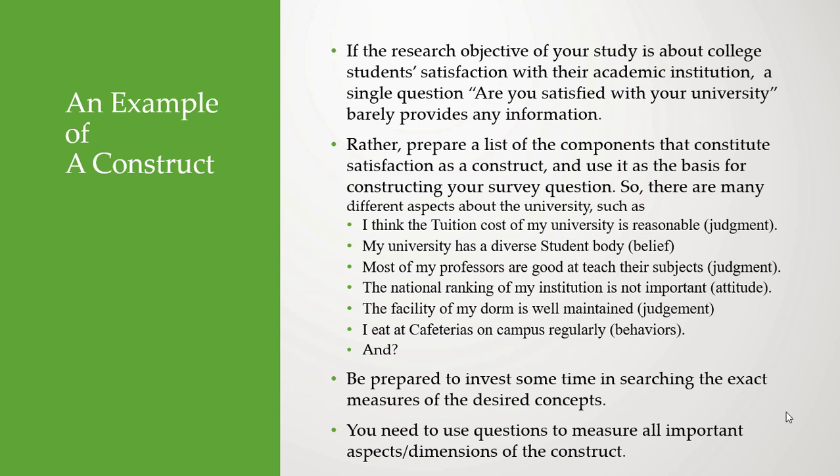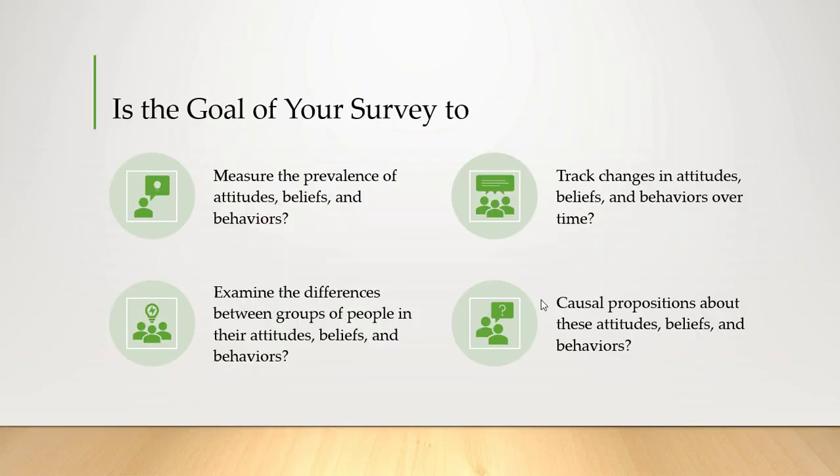The questions are about the same construct, but can be formulated to ask about attitude, belief, judgment, and behaviors. Be flexible in the question types so you can focus on the best ways to collect accurate information. You'll always have specific goals for your survey research. You may be interested in measuring the prevalence of attitudes, beliefs, and behaviors, examining the differences between groups of people in their attitudes, beliefs, and behaviors, tracking changes in attitudes, beliefs, and behaviors over time, or verifying causal propositions about these attitudes, beliefs, and behaviors.